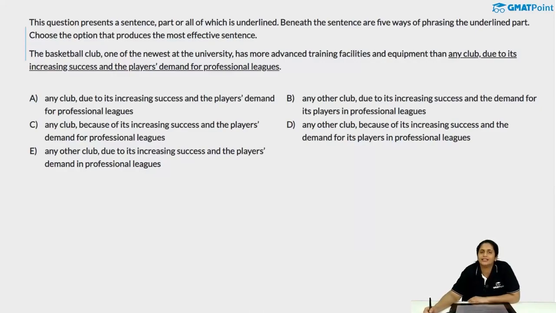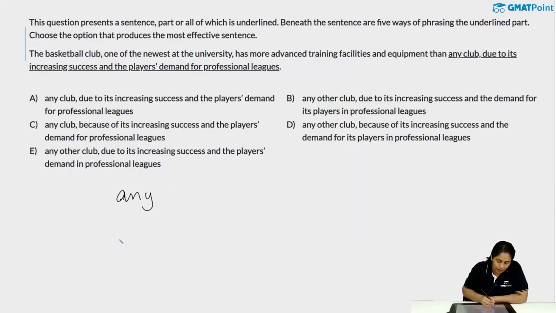Now here clearly this sentence doesn't make sense, because "players' demand for professional leagues" doesn't make sense. Professional leagues have demand for players, not players' demand for professional leagues. So clearly this is incorrect as such. Now before that, let us take a look at the options and let us try to split them according to that. Any club, any other club. So you have two choices, any club or any other.